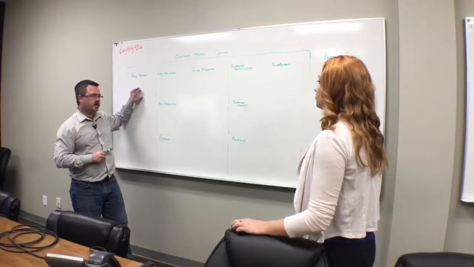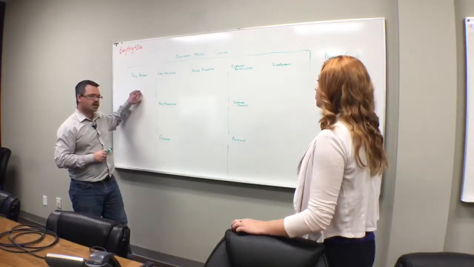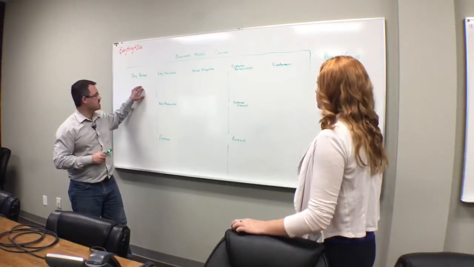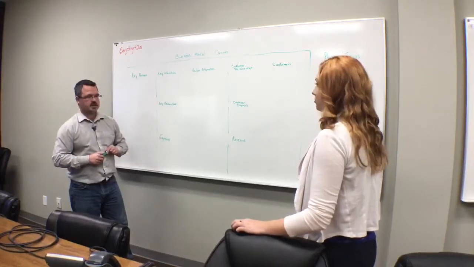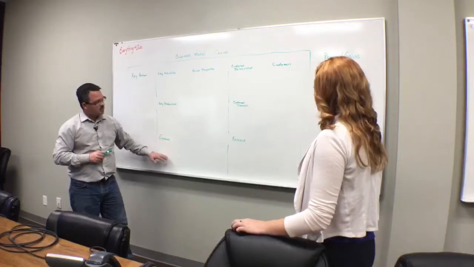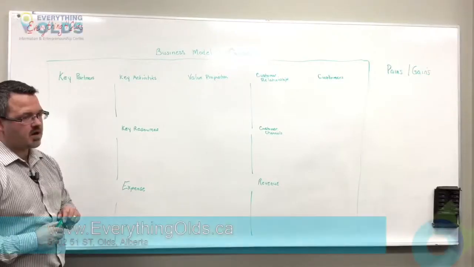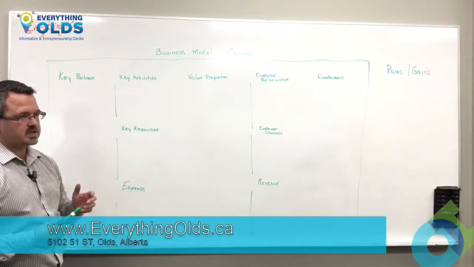Who are the people, or organizations, associations, relationships that we can work with that allow us to better support the customer and their need? And the last components of the business model canvas are all about revenue and expense.